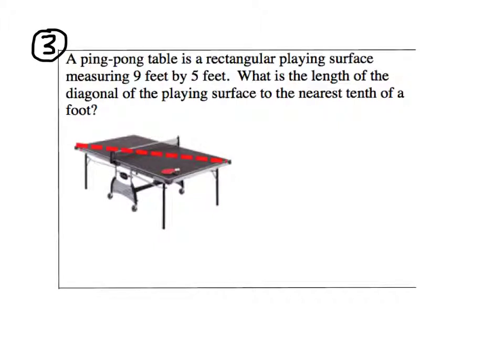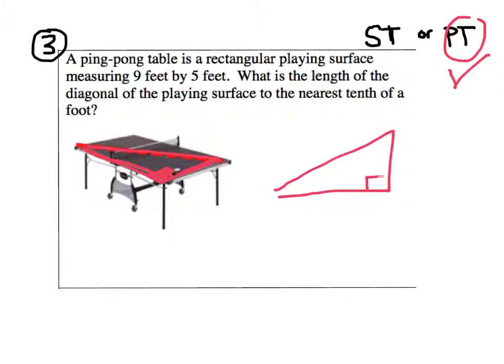A ping pong table is a rectangular playing surface measuring 9 feet by 5 feet. What is the length of the diagonal of the playing surface to the nearest tenth of a foot? Take a second, decide if this is a similar triangles problem or a Pythagorean theorem problem. If you picked Pythagorean theorem, you are correct. That's because this rectangle is divided up into a triangle with a right angle. So we know we will use a Pythagorean theorem.